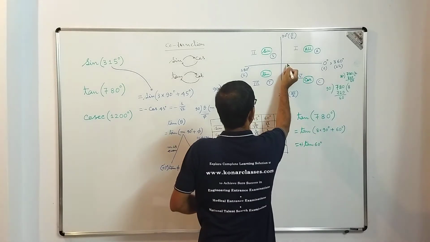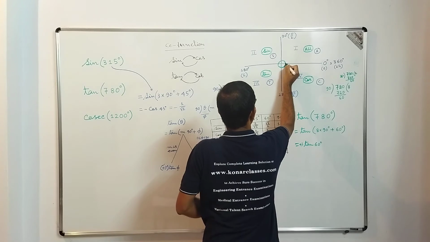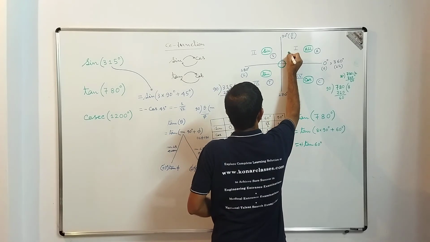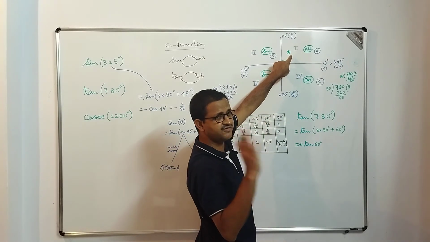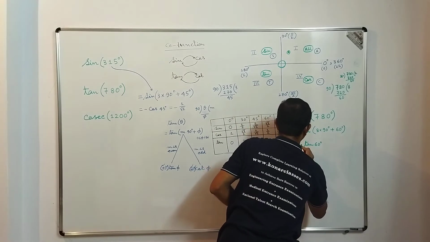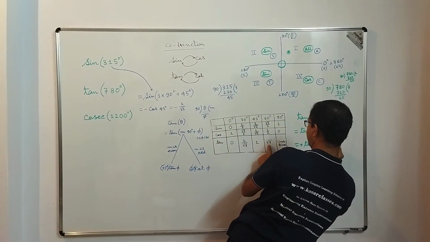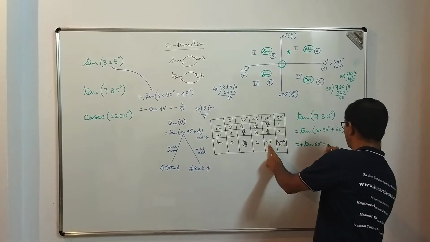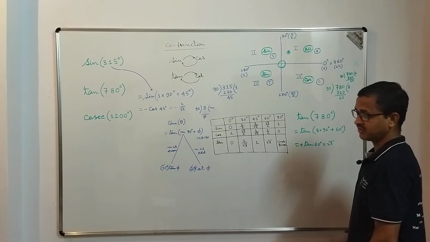That means you revolve around 2 times of 360, and after that you go to 60 degrees. That means it is in the first quadrant. In the first quadrant, every trigonometric function is positive, so it should be plus tan 60 degrees. We know the value of tan 60 is root 3. So the value of tan 780 degrees is equal to root 3.